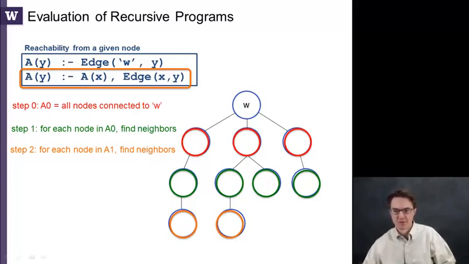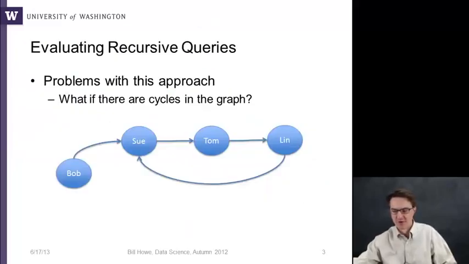Okay. But there's a problem here. What if there's a cycle in the graph? Well, at generation 1 we'd find Sue, at generation 2 we'd find Tom, at generation 3 we'd find Lynn, and then in generation 5 we'd find Sue again, and so we would just keep going. So we need one more piece, which is to remove all the ones we've already found previously.